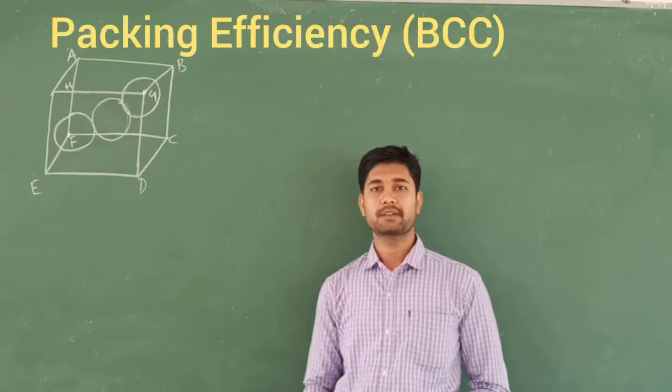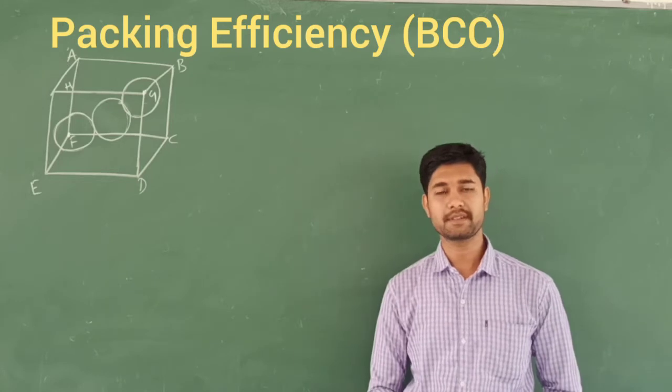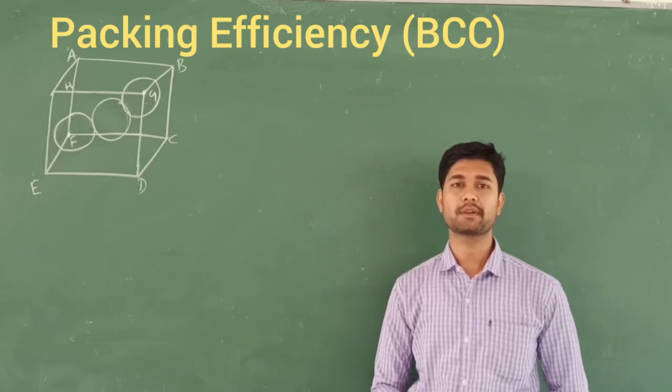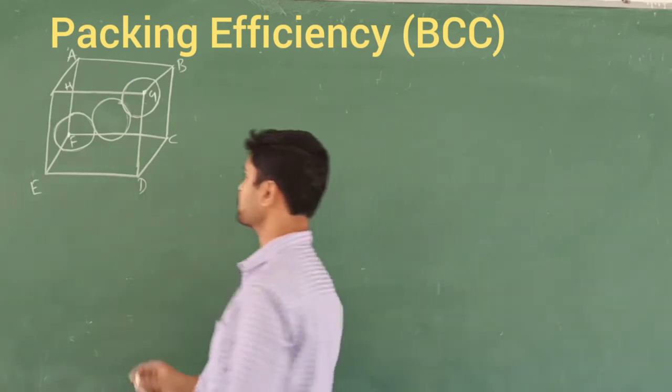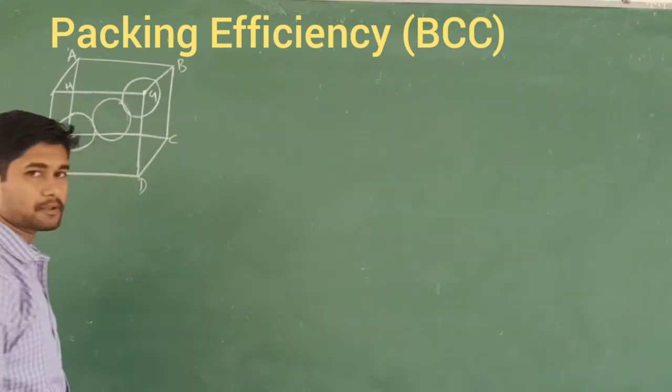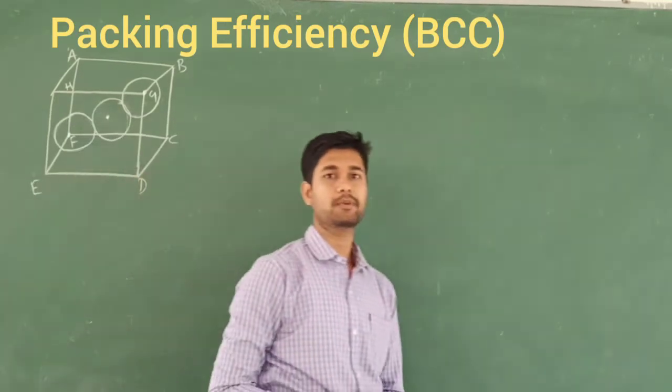Let's discuss the last derivation. This is also very important. That is packing efficiency in the body-centered cubic unit cell. You know that the body-centered cubic unit cell is one where a constituent particle is present at the center of the body. That is called the body-centered cubic unit cell.